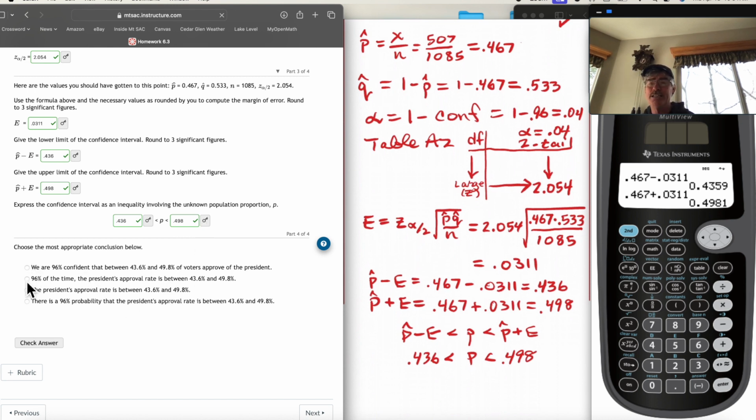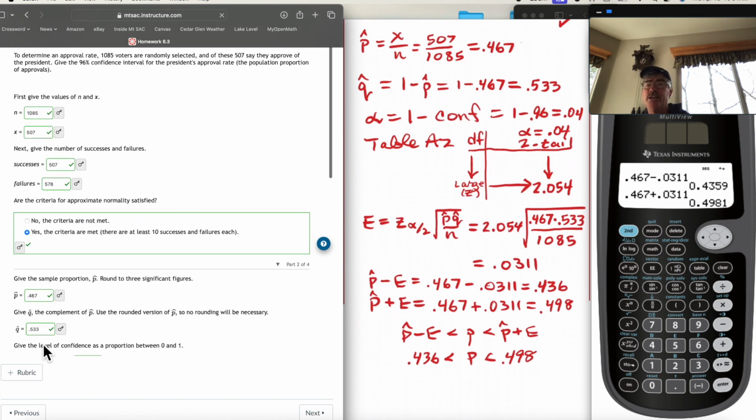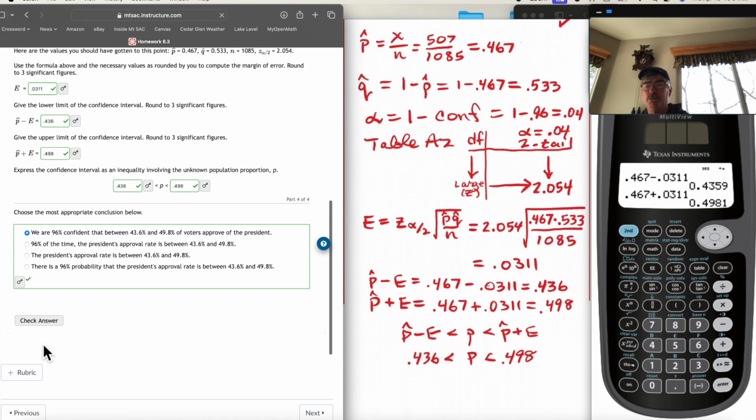I'm not going to say it's 96% of the time that the presidential approval rate is between there. I'm not going to say his approval rate is between there because I don't know for sure. I'm not going to say it's a 96% probability. We just talk about how confident we are here. 96% confident. It's just a statement of how certain you are, not about whether it's a 96% chance. Okay, so then we'll check our answer, and everything is beautiful.